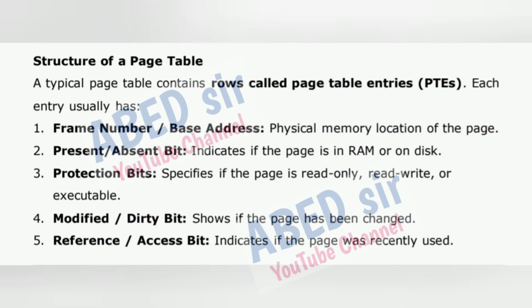Structure of a page table. A typical page table contains rows called page table entries, PTEs. Each entry usually has: 1. Frame number, base address, physical memory location of the page. 2. Present/absent bit, indicates if the page is in RAM or on disk. 3. Protection bits, specifies if the page is read-only, read-write, or executable. 4. Modified (dirty) bit, shows if the page has been changed. 5. Reference (access) bit, indicates if the page was recently used.